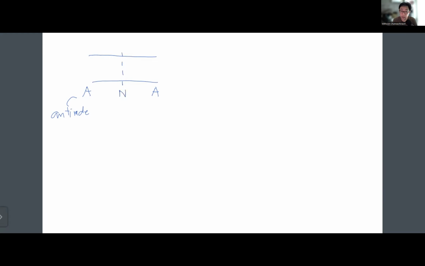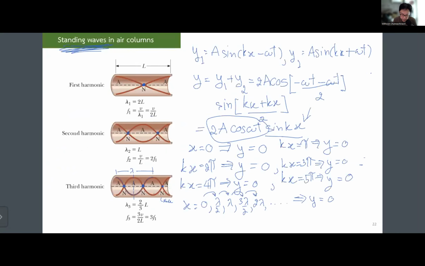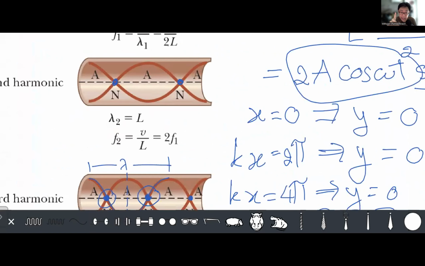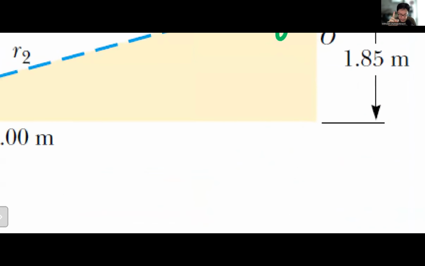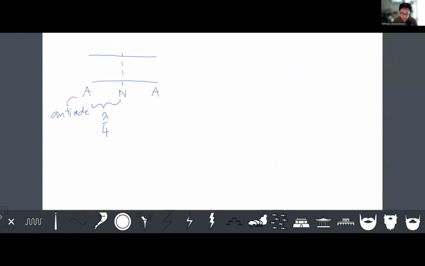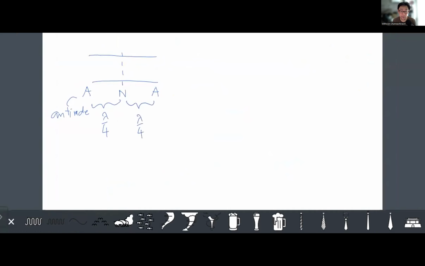Okay? And not only that, we also know that the distance between the nodes is half of the wavelength, right? We already saw that from this one. So from node to node is half the wavelength. So antinode to antinode is supposed to be half the wavelength as well. Or if you prefer, from the antinode to node is going to be lambda over 4. Cool? Lambda over 4. So now the game begins.